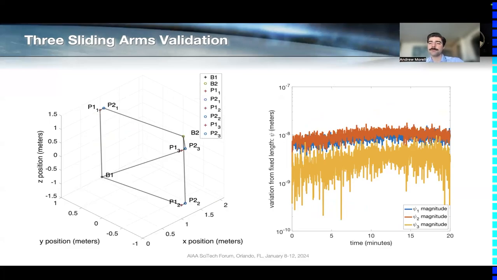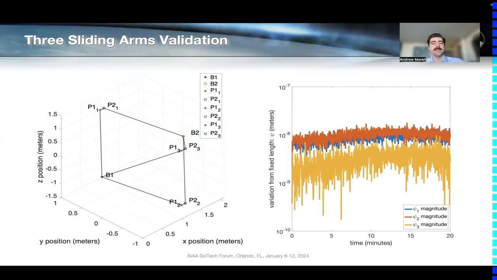And what's plotted in constraint violations is the total magnitude for each individual arm's constraint violations being maintained below or around 10 to the minus 8th meters in this case, which is, depending on your level of simulation or how high fidelity you're seeking to have, quite good.